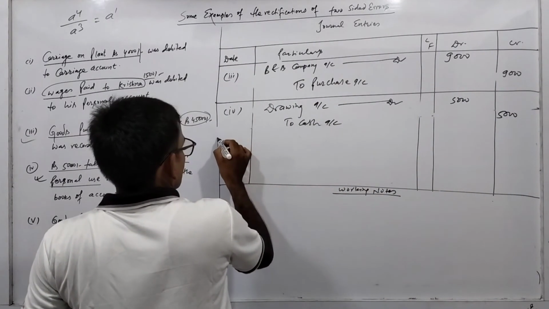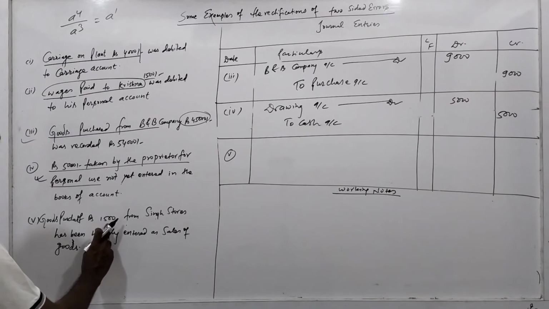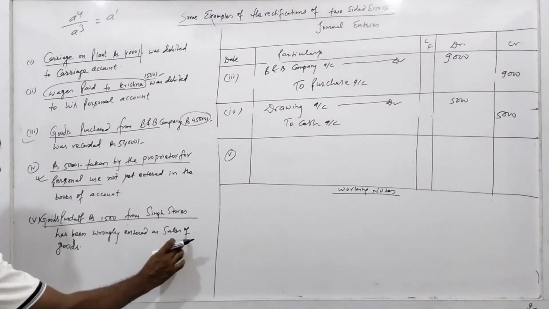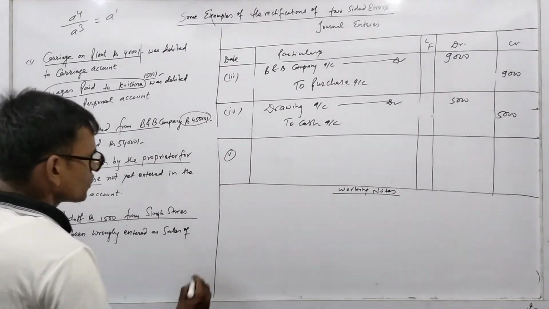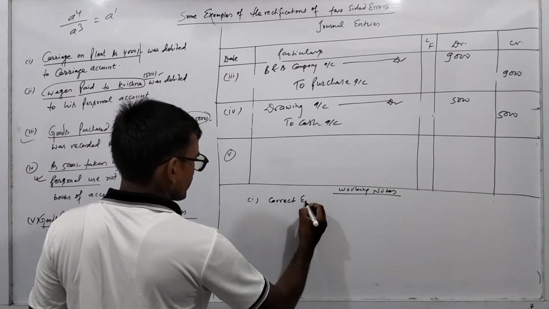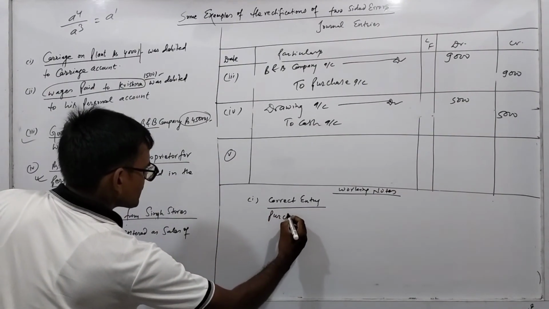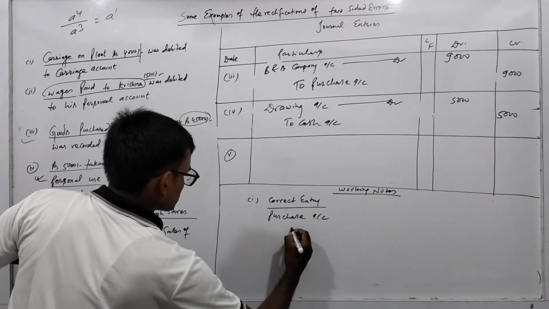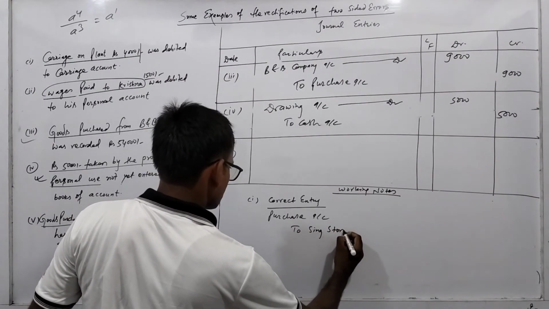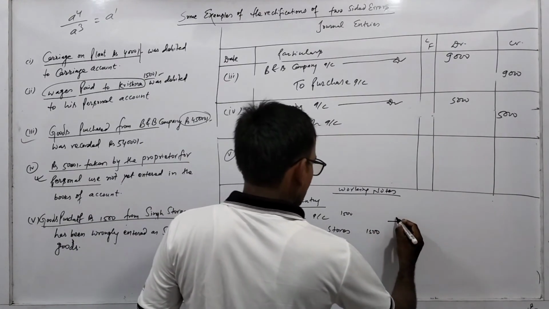Okay, now question number 5: goods purchased of rupees 1,500 from Singh Stores has been wrongly entered as sales of goods. So the process is the same. First of all you have to write what? Correct entry. And what is the correct entry? Purchase account debit to Singh Stores 1,500, divided by wrong entry.